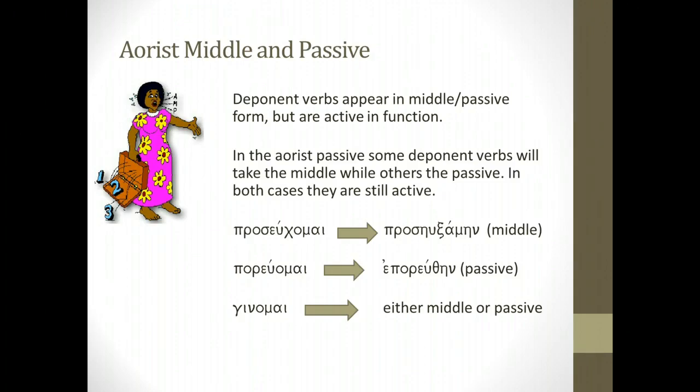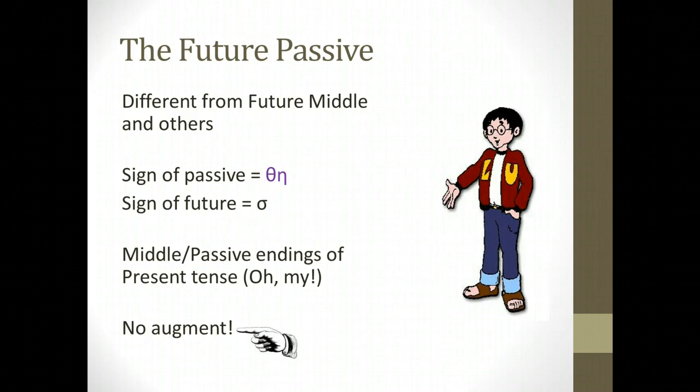Now, let's move on to the future passive. As I told you, we're going to look at both aorist passive and future passive here. With the future passive, it's different also from the middle that you've looked at so far. But like the aorist passive, it also has that theta eta distinctive sign, okay? But it also has the sign of the future that you're already familiar with, that is the sigma. So your clue is going to be a combination of the theta eta with a sigma. And then it's going to take those middle passive present tense endings that you know as the omai endings, that is the omai, ete, etai, ometha, esthe, ontai.